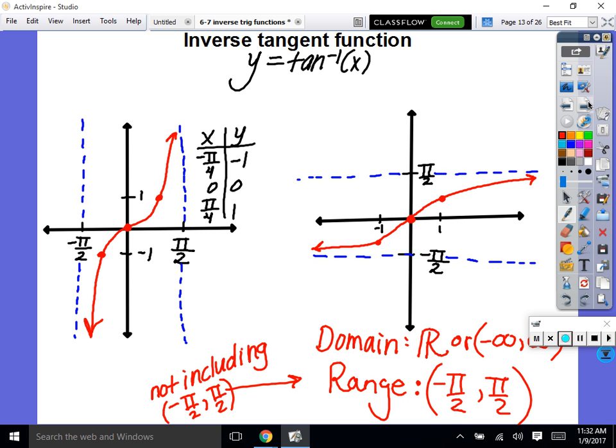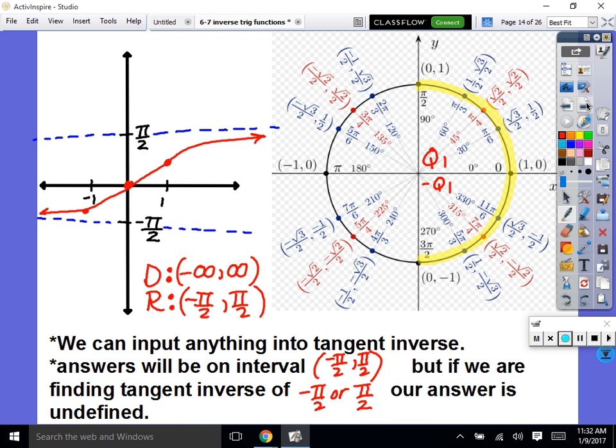Okay, so with tangent, we're once again, just like with sine, dealing with quadrants, because notice, look at our outputs, they're between negative pi halves and pi halves. So just like with sine, all of our answers are going to be in quadrant one and negative quadrant one. So we can put any value into tangent, but our answers are going to be on an interval from negative pi halves to pi halves. But if we're finding the inverse tangent and we get these, it's going to be undefined.